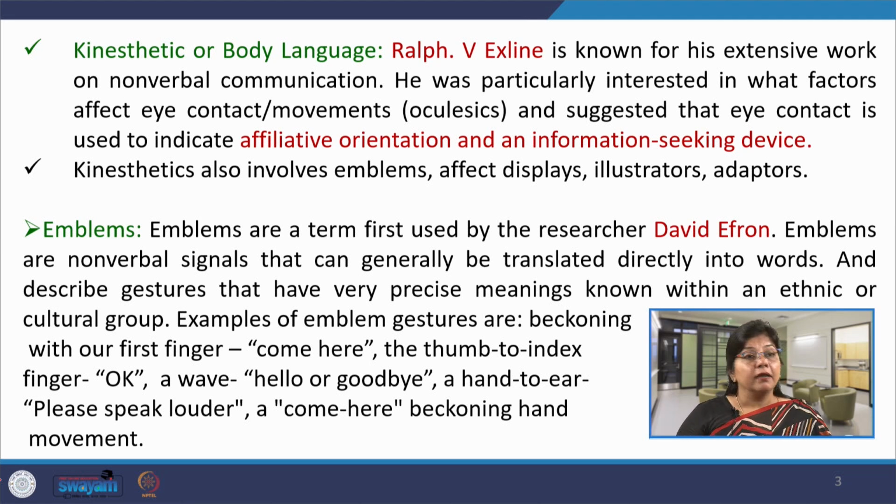So, these are the kinesthetics or body movements where words are not there, but ultimately we understand the meaning of those signals. These are emblems, but the most important point about emblems is that they vary from culture to culture. Some emblems are understood in one culture and may have a different meaning in other cultures.